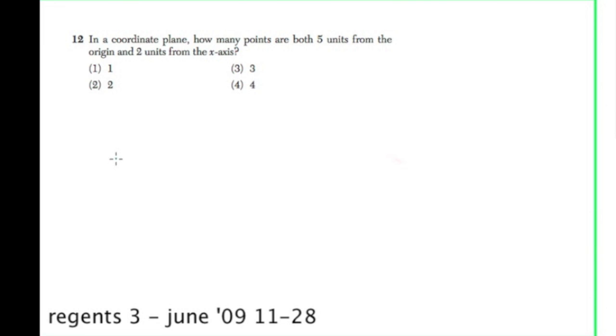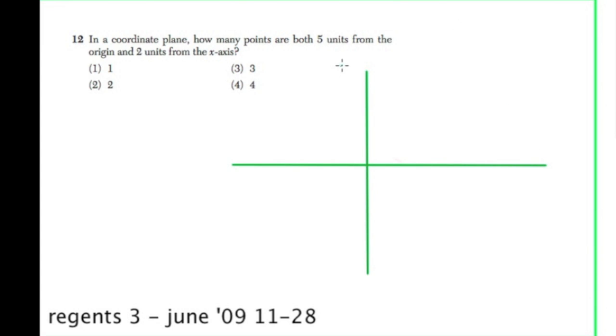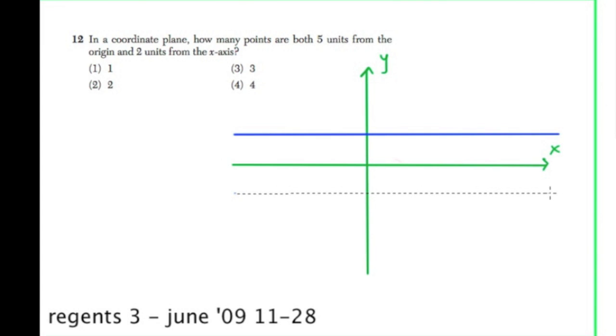Okay, number 12 says, in a coordinate plane, how many points are both 5 units from the origin and 2 units from the x-axis? So let's just make a little diagram here. And why not label y and x? So they're talking about 2 units from the x-axis. So it's going to be a set of parallel lines at y equals 2. So let's just say that's over here, and y equals -2.